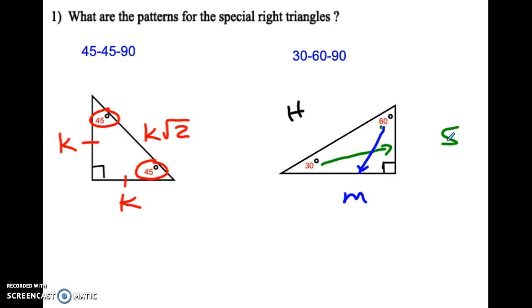Now, if we go with your generic formulas again, short side, let's represent that with k. The hypotenuse is going to be double that, or 2 times k. And the medium side is going to be the short side k times the square root of 3.